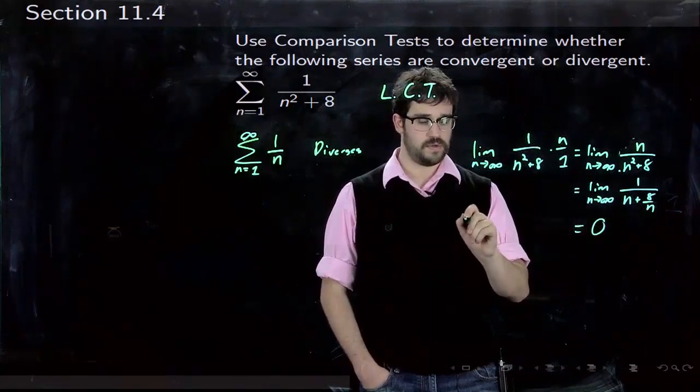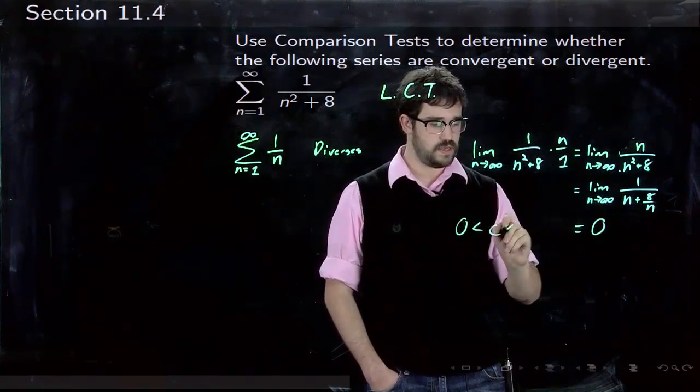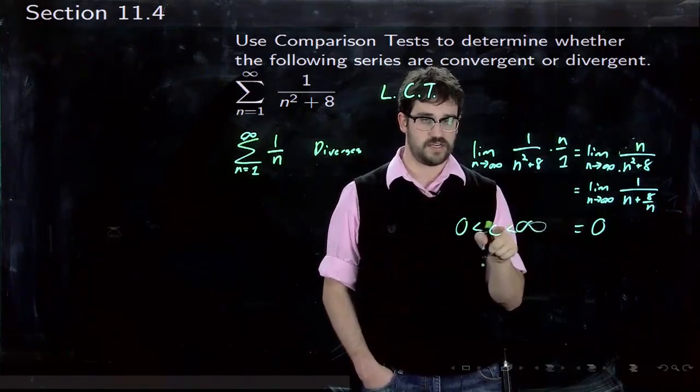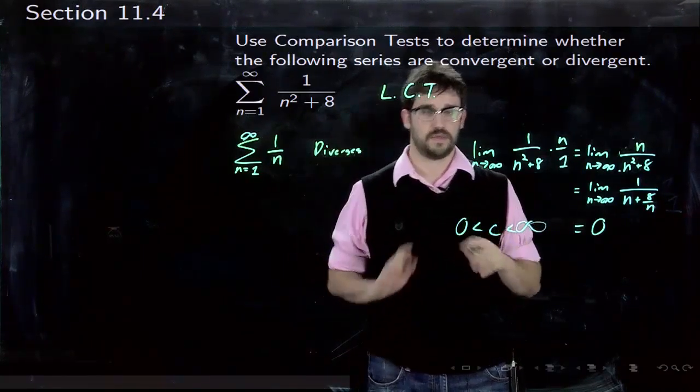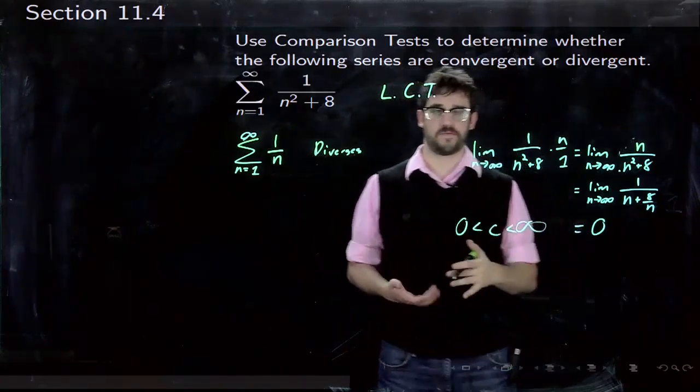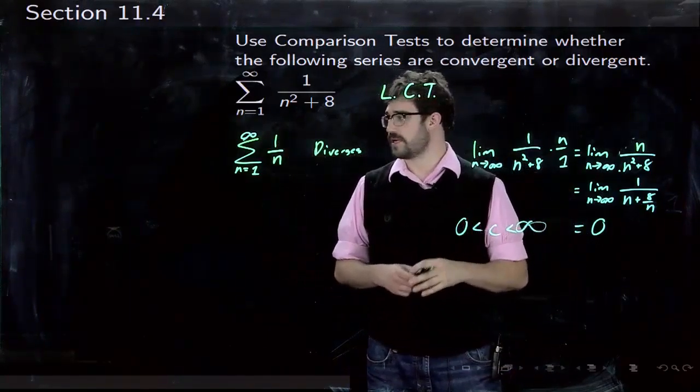But 0, see, is not fitting this condition. It's actually equal to 0. So we can't use the limit comparison test. So we'd have to pick a different series to use the limit comparison test with.